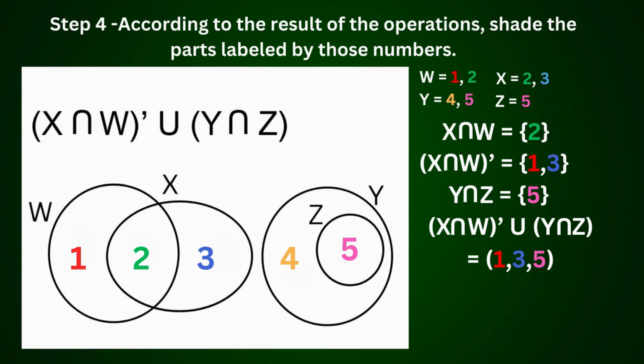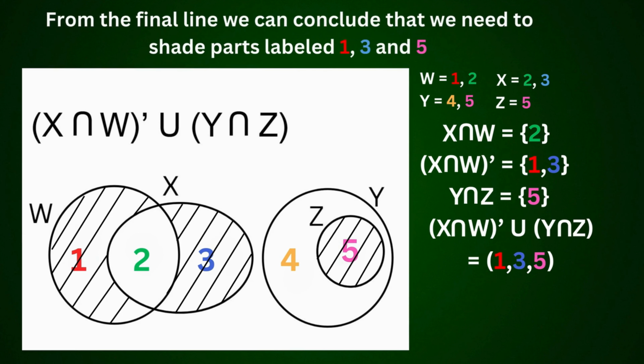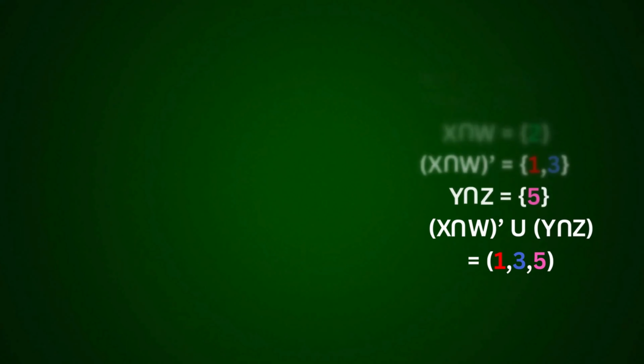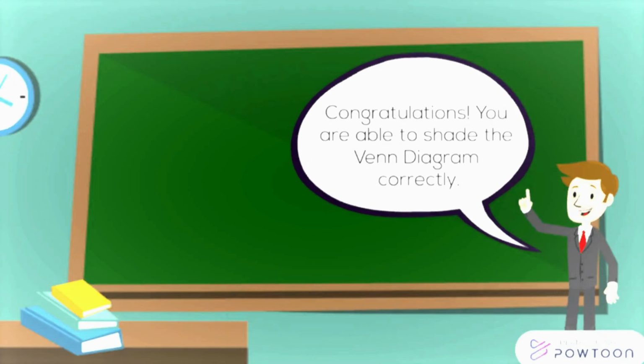Step 4. According to the result of the operations, shade the parts labeled by those numbers. From the final line, we can conclude that we need to shade parts labeled 1, 3, and 5. Congratulations, you are able to shade the Venn diagram correctly.